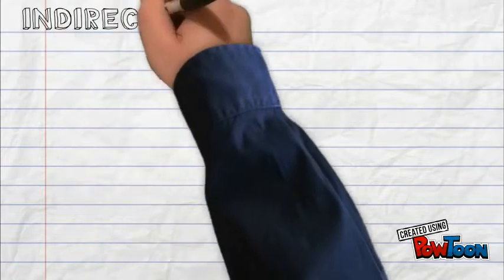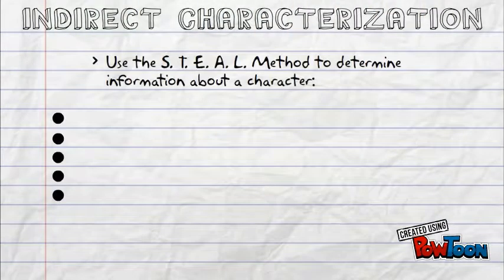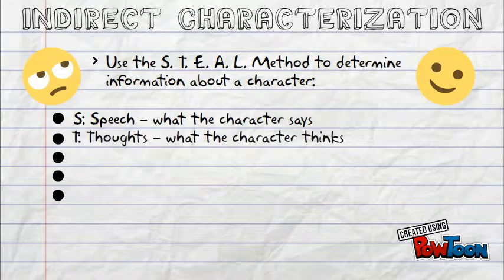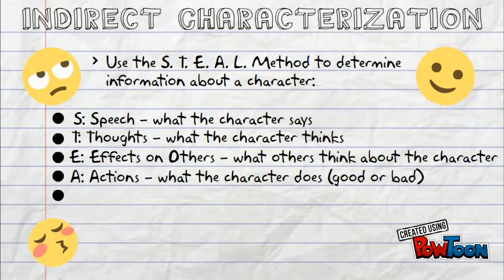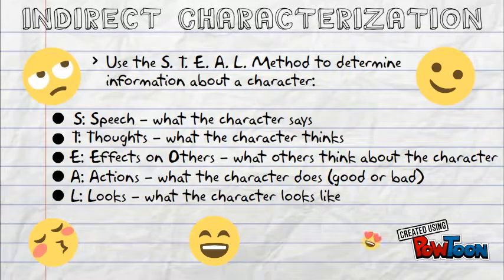Indirect characterization means using the STEAL method to determine information about a character. S is for speech, T is for thoughts, E is for effects on others, A is for actions, and L is for looks.